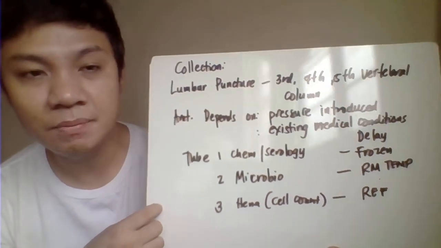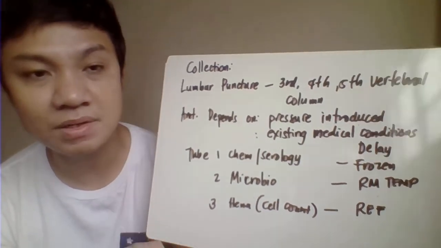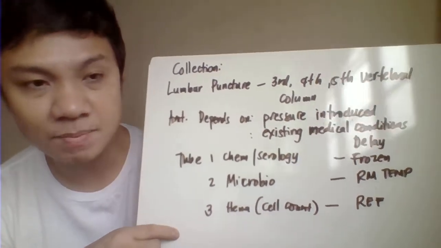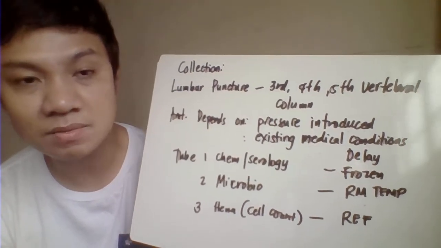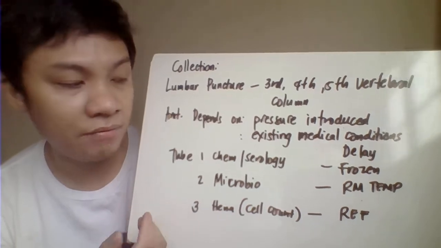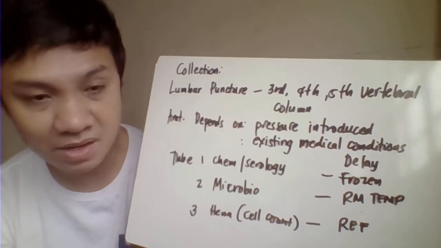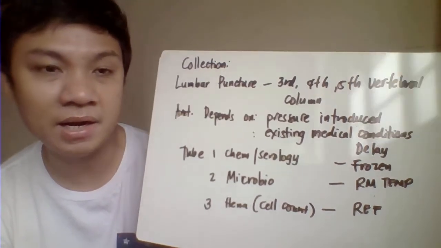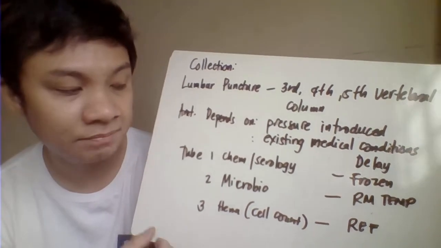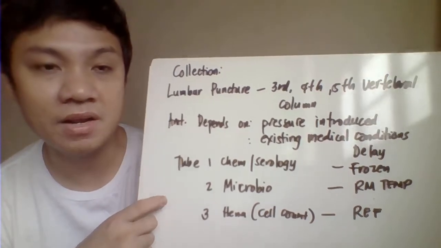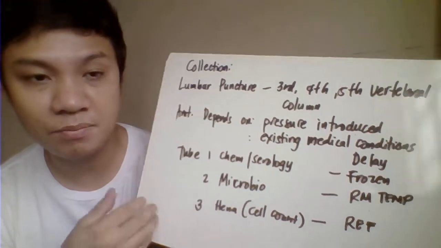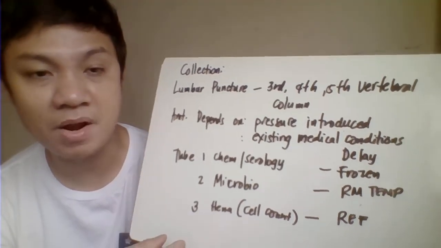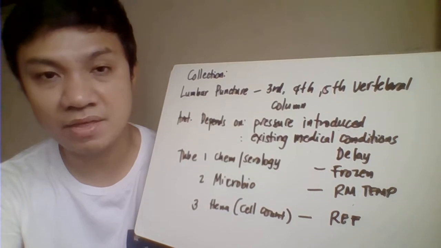Our procedure is that when you receive the specimen, you need to process it immediately. But if there is a delay in processing the specimen, then for tube number 1, for chemistry and serology, you could freeze the specimen until you are about to process it. For the microbiology, you could store it at room temperature. And for the hematology, you could put the specimen in the refrigerator prior to processing.